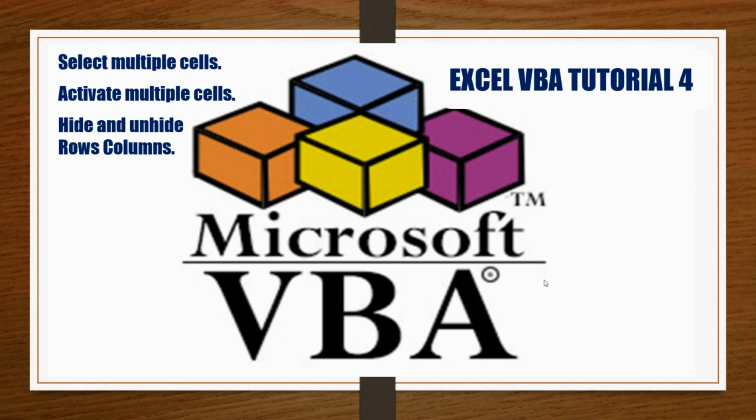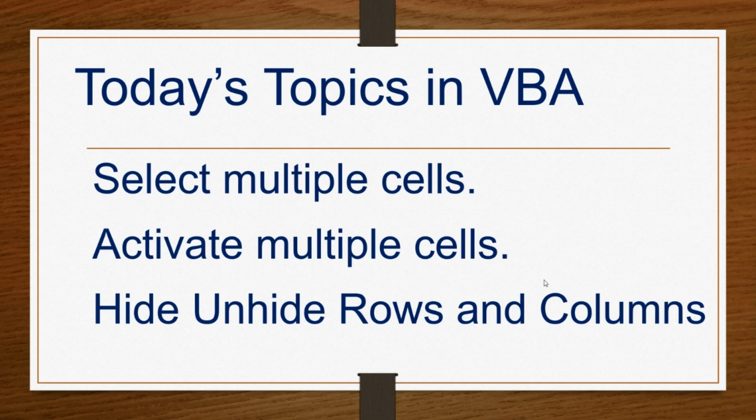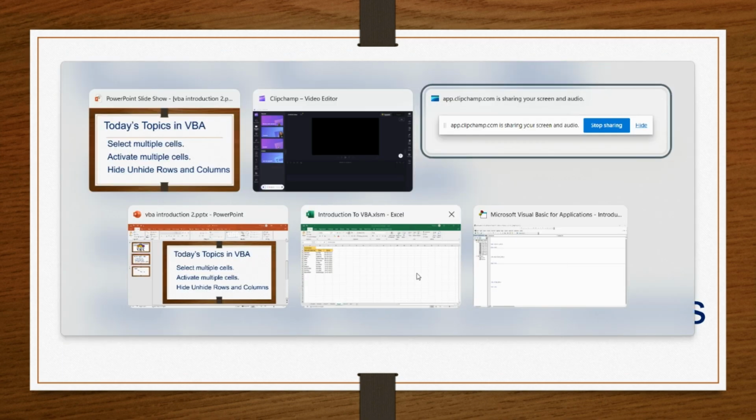So today I'll talk about two similar methods, select and activate. And other than that, I'll also talk about hide and unhide rows and columns, right? So let's move on to the coding part then.